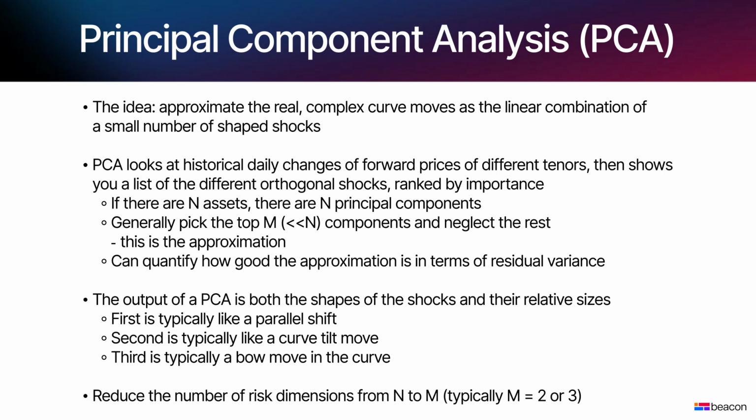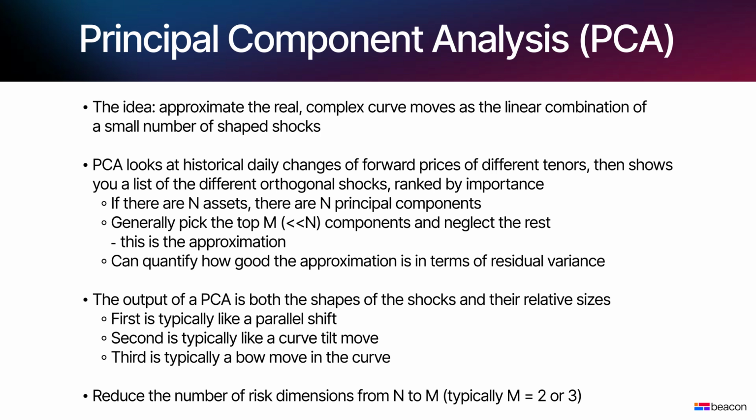The input data for PCA is the same as it is for factor models, that historical covariance matrix, the historical covariances between one-day moves of futures prices of different tenors. So the output of PCA is this list of curve shocks, and for each curve shock, a weight. The shock with the highest weight is the most important shock, the one that contributes most to curve moves. The second highest weight is the second most important curve shock, and so on. So if there are N futures prices, PCA gives you N different curve shocks and N different weights.